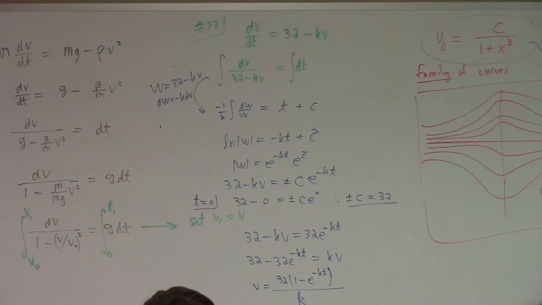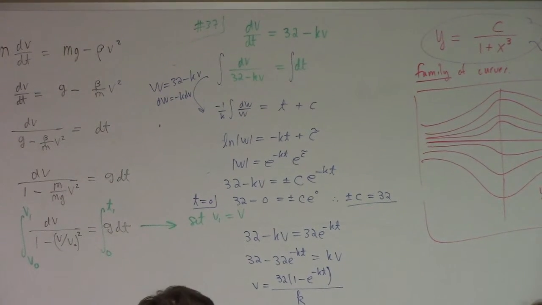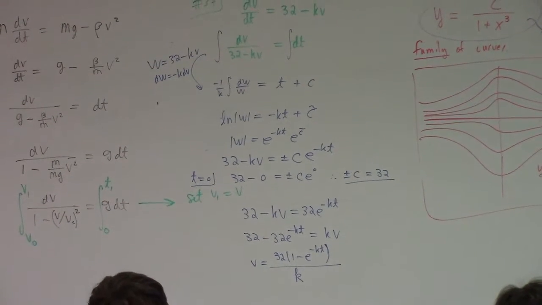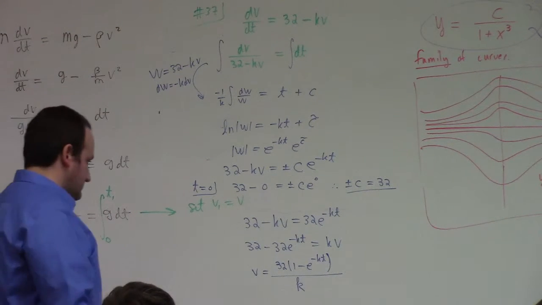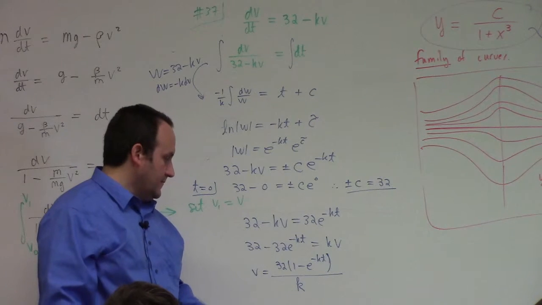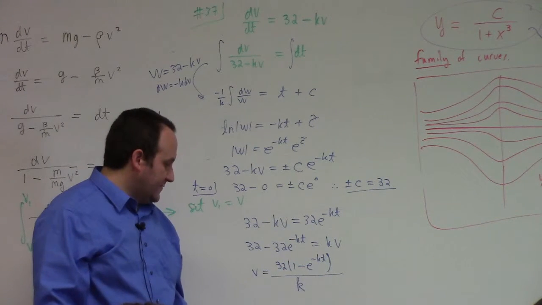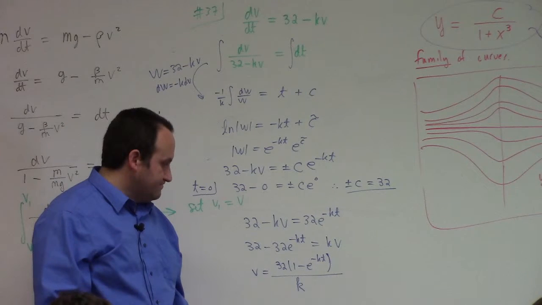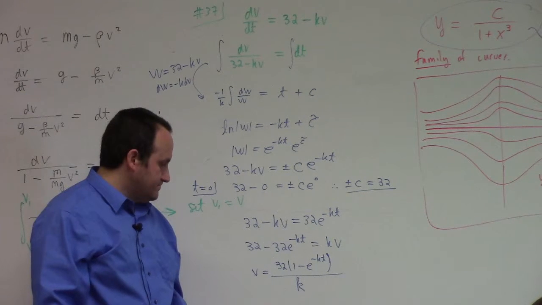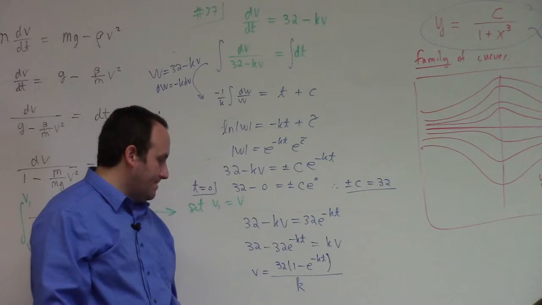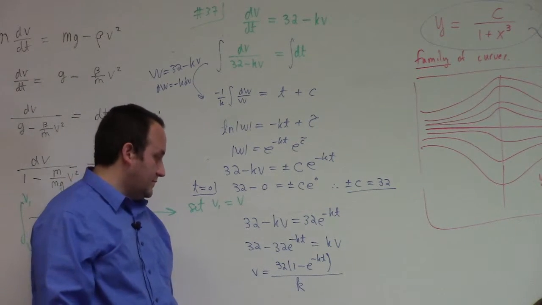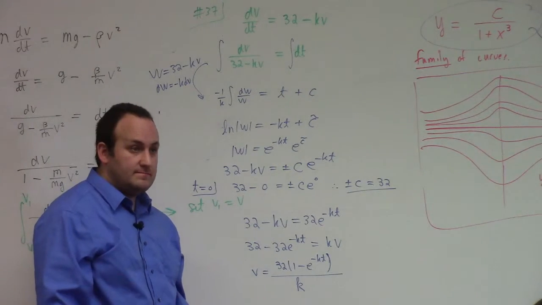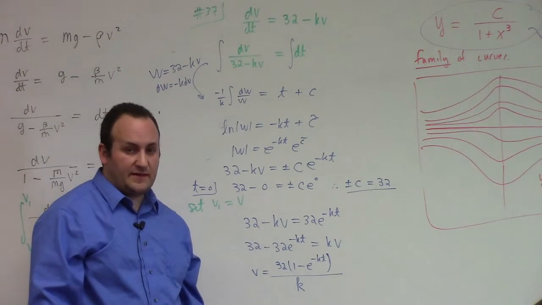What are you supposed to show? Part B: show that v of t cannot exceed 32 over k, and that v of t goes to 32 over k as t goes to infinity. Is that already clear from this formula? How about e to the minus kt? What is that kind of term? We're given k is positive, aren't we? In the problem statement, I think it says k greater than 0.